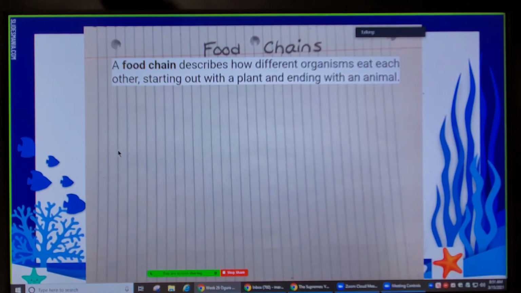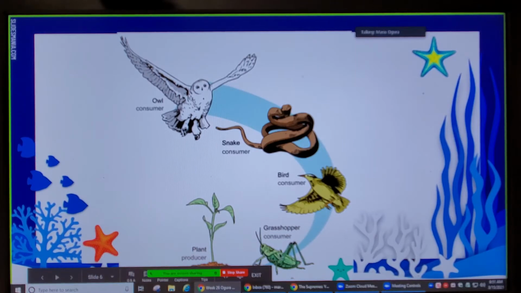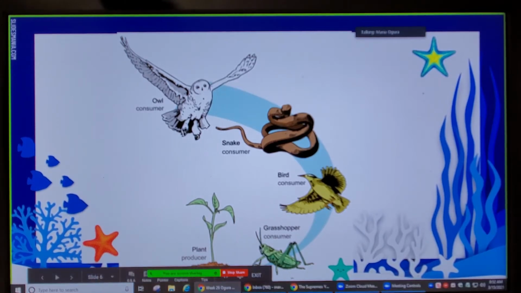Okay? So a food chain describes how different organisms eat each other, starting out with a plant and ending with an animal. So if we go back to our diagram here, we always start out with a plant. We could have just put this plant and the grasshopper. That's a food chain. Okay? Here we have added more consumers than just the primary consumer. But this would be a food chain. Just the plant ends with an animal.